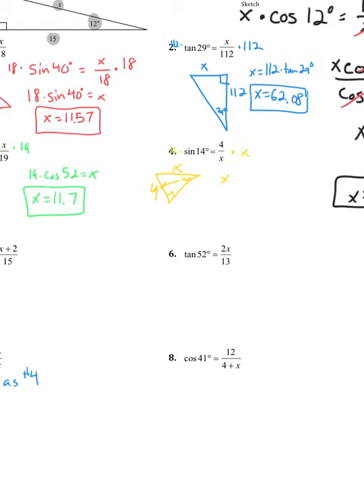This one, multiply x by both sides, so we get x times sine of 14 degrees equals 4. Divide both sides by sine of 14. And then we go ahead and solve, and we get x equals 16.53.